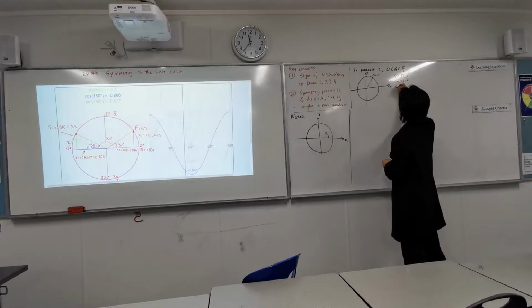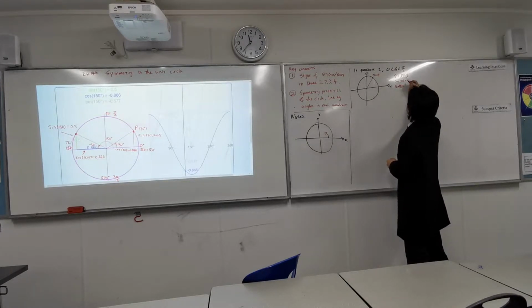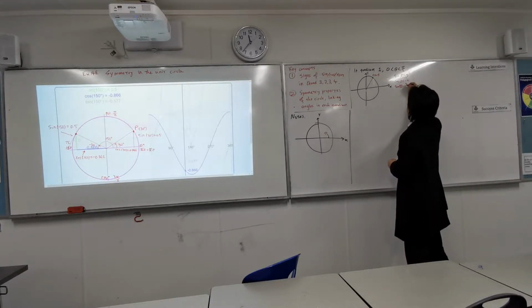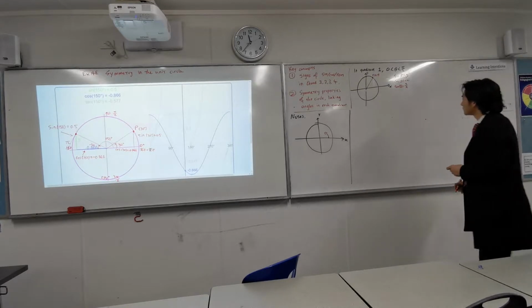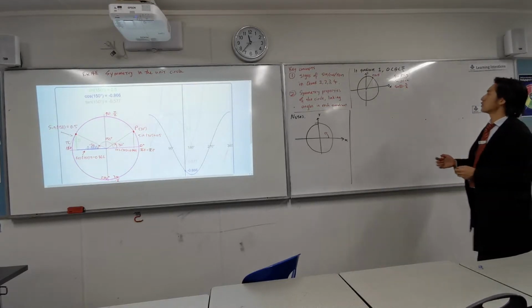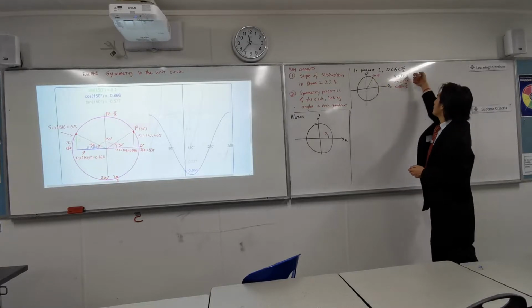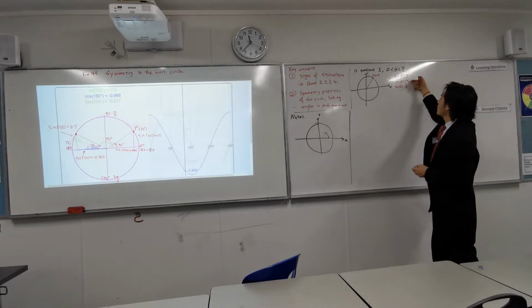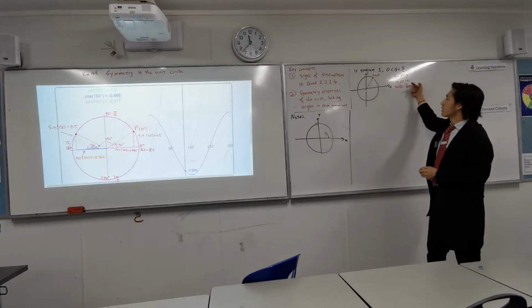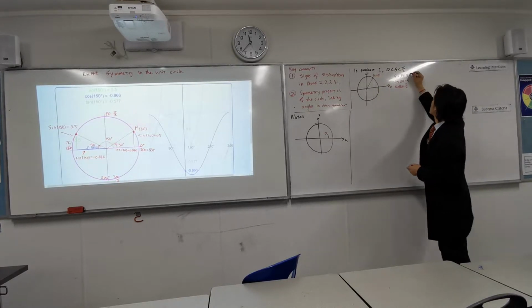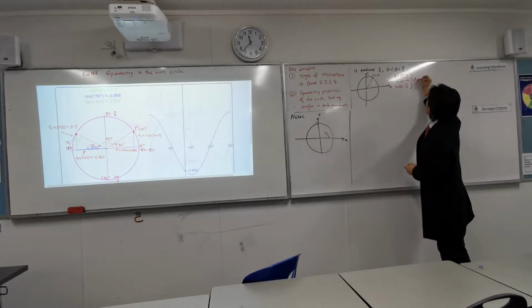Now our tangent, our tan theta, is sine over cosine, so it's y over x. Now at this point, note that all of these values for sine, cos and tan, the x value, the y value, and the gradient, they're all positive. They're all positive because we're sitting in the first quadrant where all values are positive. So all positive.